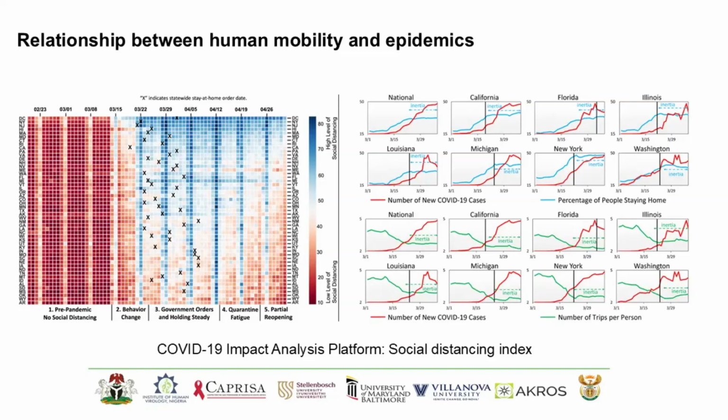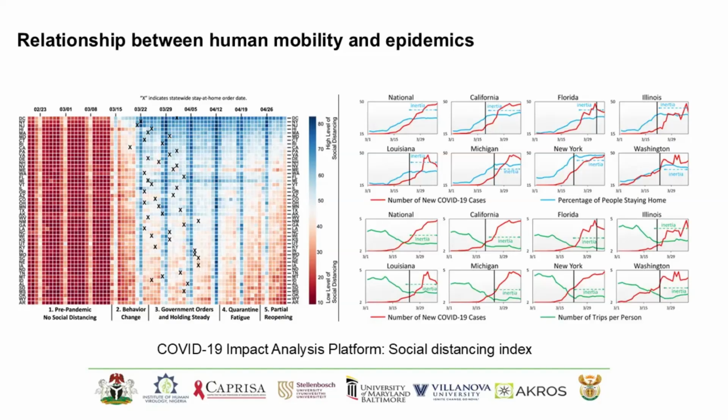This slide continues our discussion on the COVID-19 Impact Analysis Platform and shows how human mobility patterns changed during the early months of the pandemic. On the left, we see a heat map of the social distancing index across US states from February to April 2020. Each X indicates the date when a state issued its stay-at-home order. You can observe 5 phases, from pre-pandemic mobility to behavioral change, followed by government mandates, a period of quarantine fatigue, and eventually partial reopening.